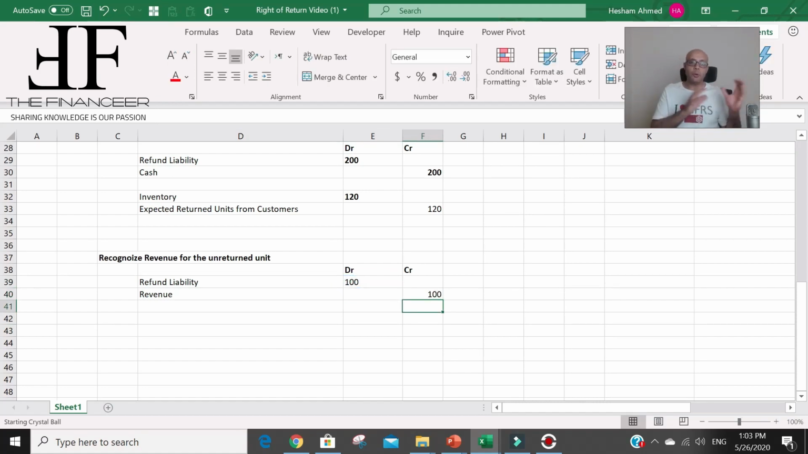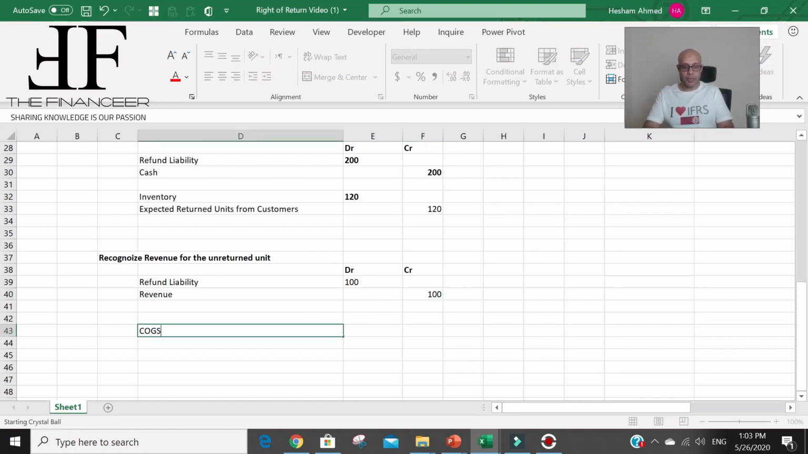And this is the revenue of the missing unit that the customer didn't return. So I recognized revenue after 30 days of the transaction, because this is the fact that I have now. There is still one more missing entry related to the cost of goods sold, because now you recognize revenue for 1 unit. So you need to recognize the cost of goods sold for this one additional unit.